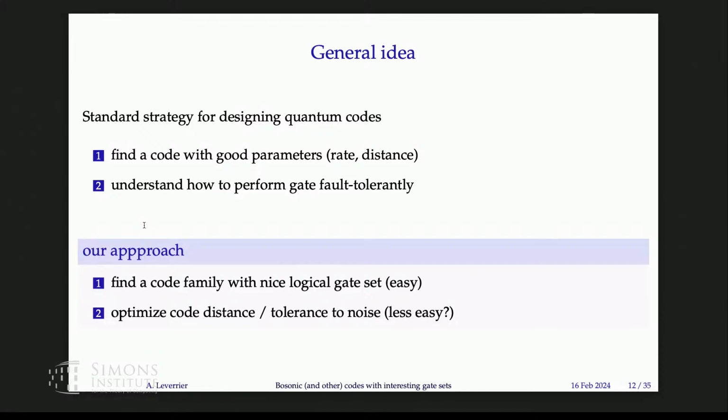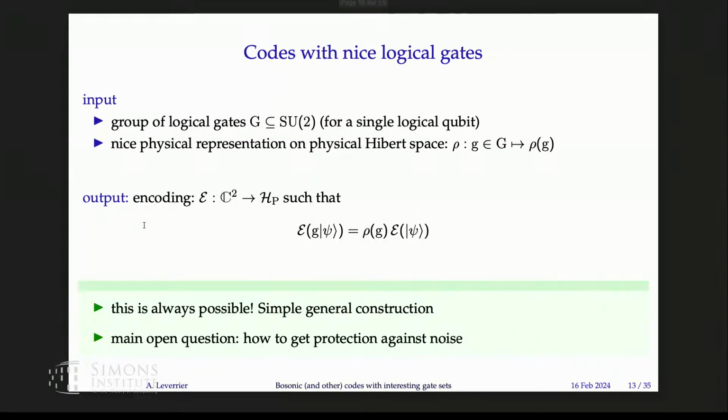And then, once you have this, you try to optimize. Within this construction you get a full family of codes, and you try to find the codes which have good code distance or good tolerance to noise. And in general, this is the tricky part. Okay, so what's the setup of the problem?